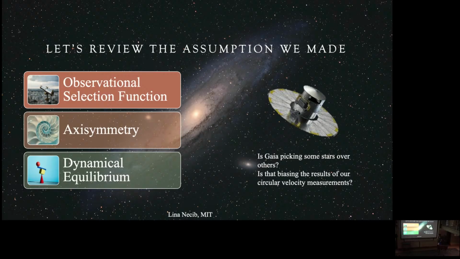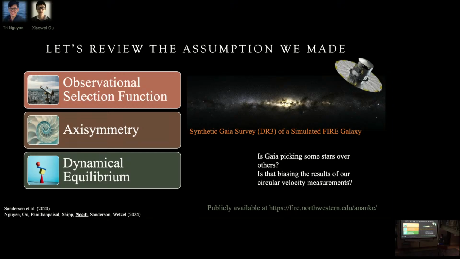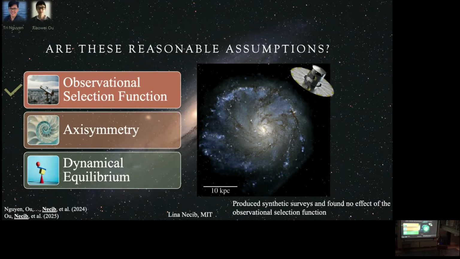And to address this, we built synthetic surveys based on the FIRE simulations, which are publicly available if anybody wants to play with them. And we ran our whole pipeline on these synthetic surveys. Synthetic surveys is basically answering the question, what would Gaia see if it lived in the simulated galaxy where we actually have all the rest of the answers? And what we found is that there is no observational selection function bias. Whatever Gaia was picking, and we also did some mock of what APOGEE was picking, it didn't seem to affect the actual results. So there was not a specific type of stars that we were biased towards.